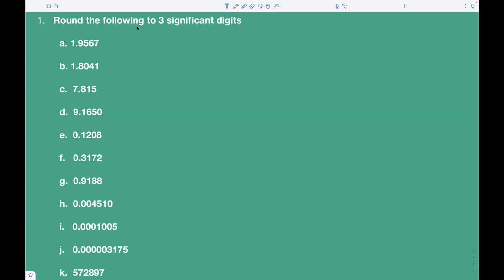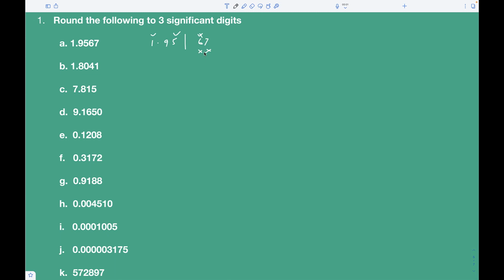It says round the following to 3 significant digits. Remember, significant figures are always counted from left to right. So in this example, 1 is the first significant digit and 5 is the third significant digit. So we are asked to keep 3 significant figures and drop the remaining digits. Now, should we round up or round down? For that, you have to look at the first digit that you are dropping.